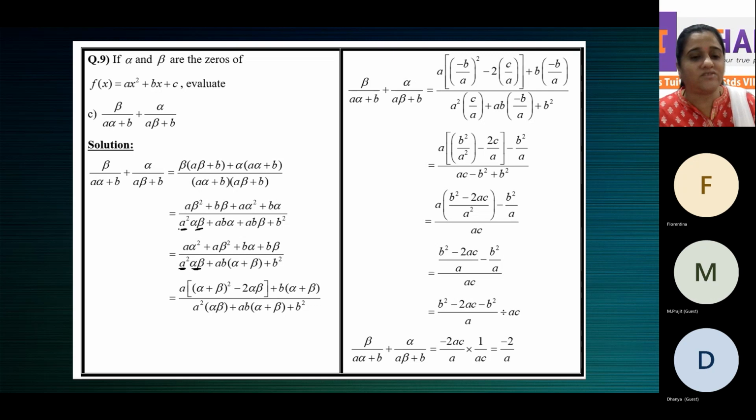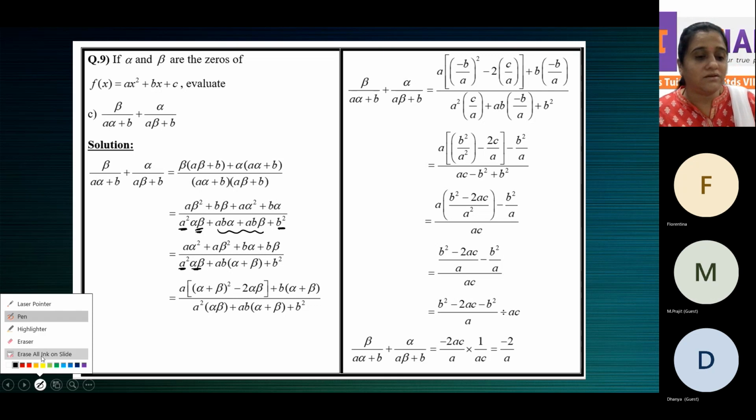So a square alpha beta, a square into c by a. And then this b square is fine. B square is b square. You don't have to replace that. And what you have here, you can take out ab common and you will get alpha plus beta. So like this, we have written everything in terms of alpha plus beta and alpha beta.